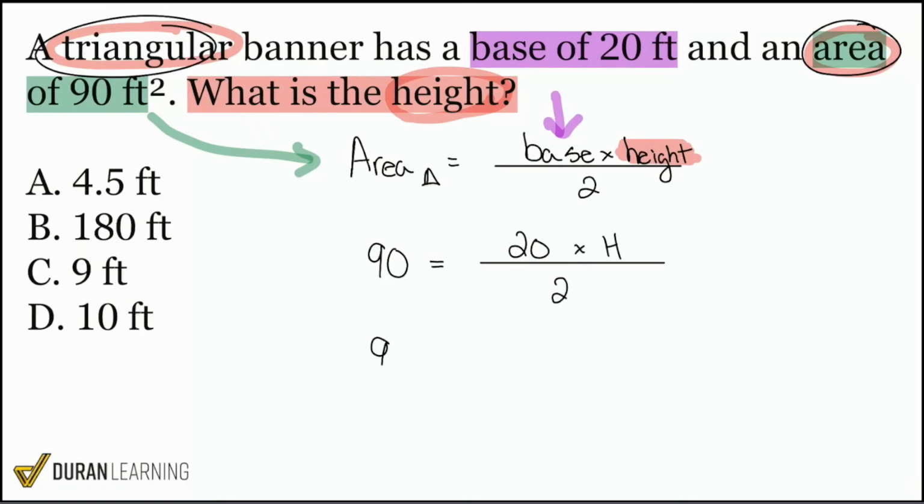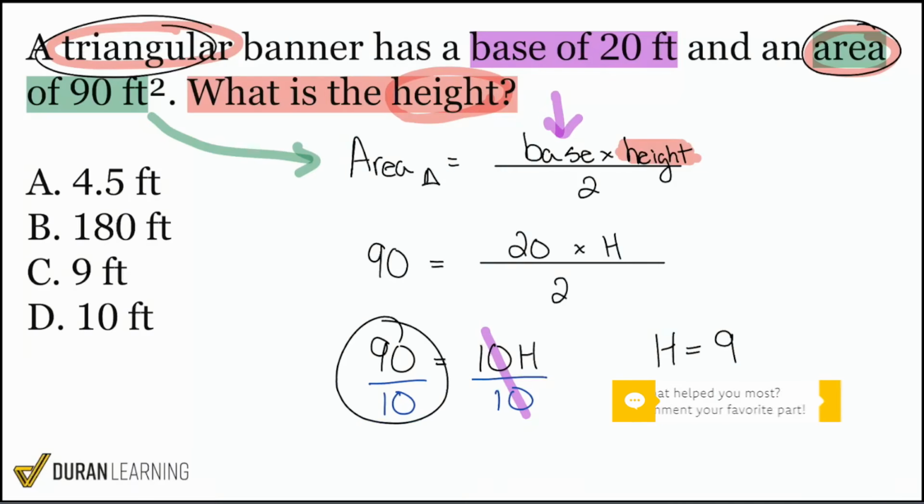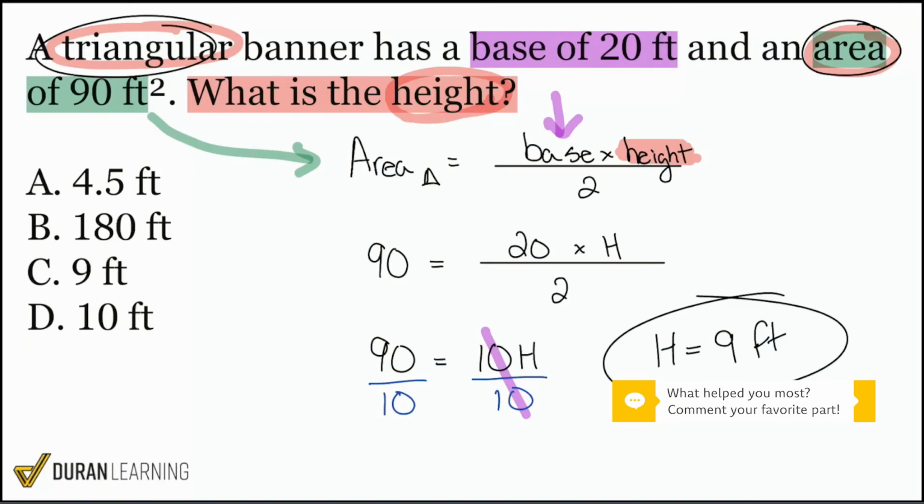So with that, we have 90 equals 10 times h. And all we have to do at the end here is get rid of that 10. To get rid of the 10, all we're going to have to do is do the opposite of multiplying by 10, which is divide by 10 on both sides. Once we do that, it cancels out on the right, and we have h equals 9, because 90 divided by 10 gives us 9. So that will be 9 feet as our final answer. The correct answer here, again, answer choice C.